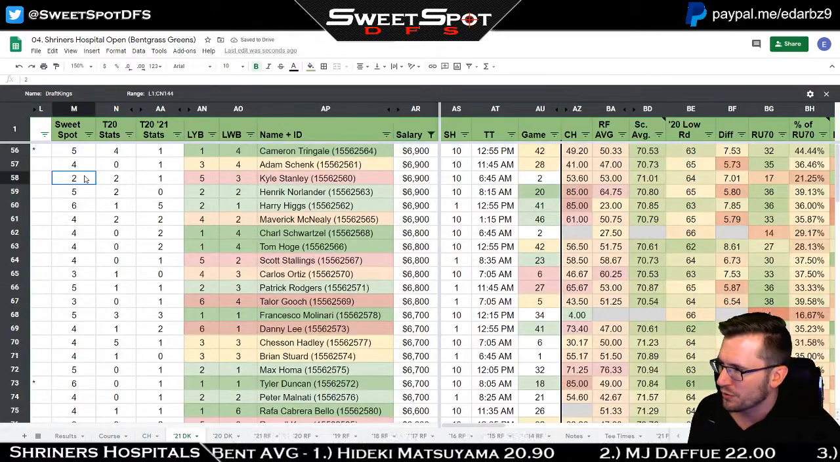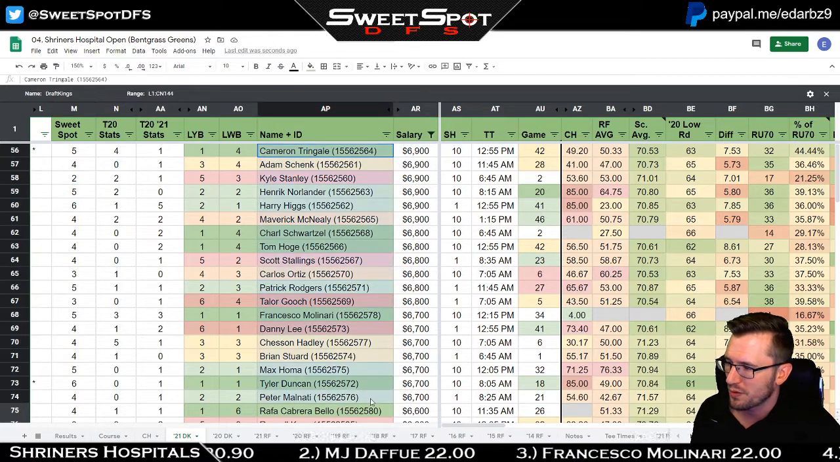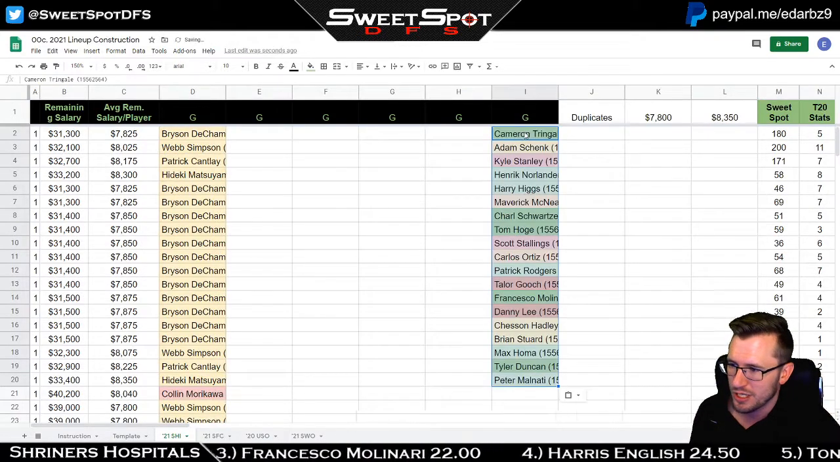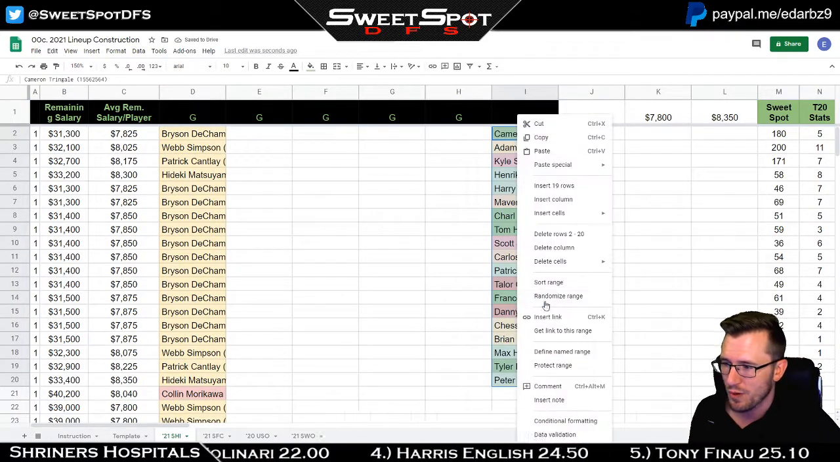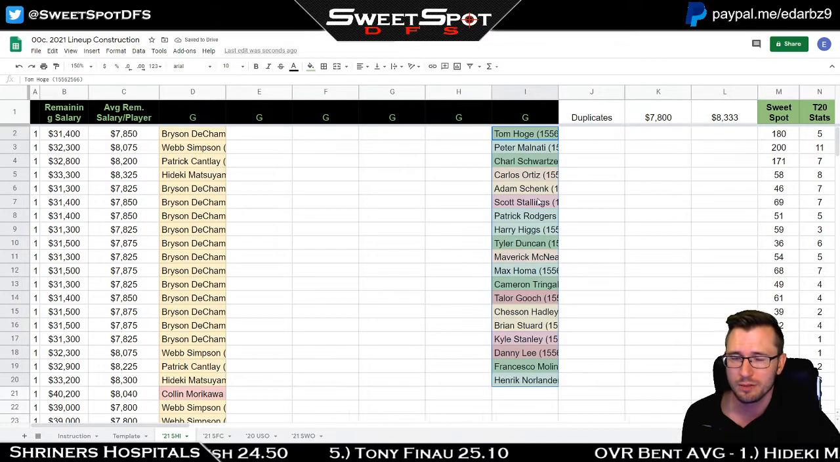I'm basically going to go through here and X out some of these guys. I'm not going to do it right now. But after I'm done with that, I'm basically doing this. This is my strategy. I just do this. And then you can randomize the range. It can flip over. But I don't care who's in this column.